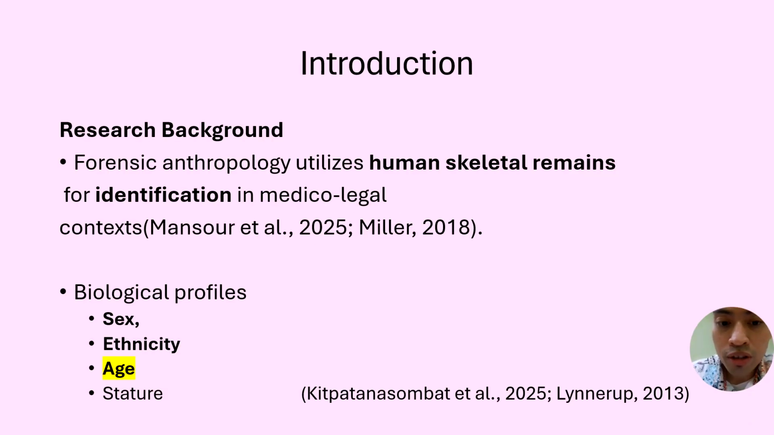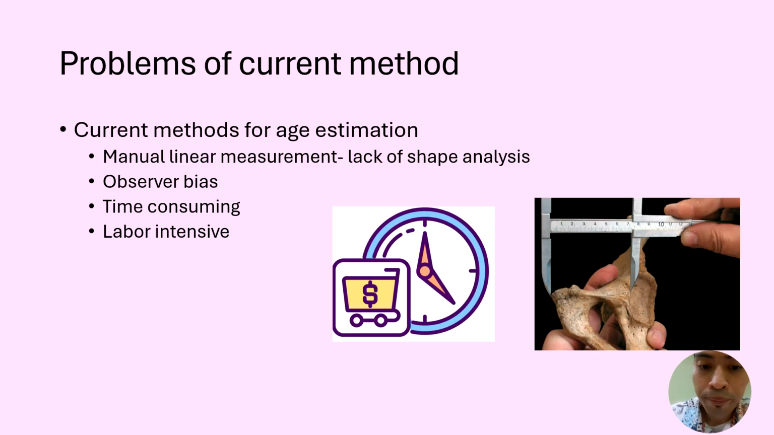As for the introduction, forensic anthropology is a field of study which utilizes human skeletal remains or bone for identification. There are four important biological profiles that need to be established, and one of them is age estimation.